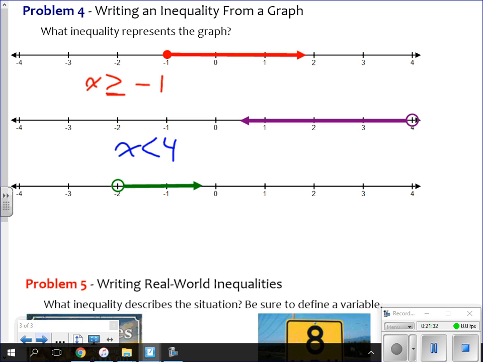Same thing on this one. I have x, and I have -2. Is x larger or smaller? X is larger because it's everything on the right. So x is greater than -2. Is it or equal to? Do I have the little line? No. Open dot, no line.